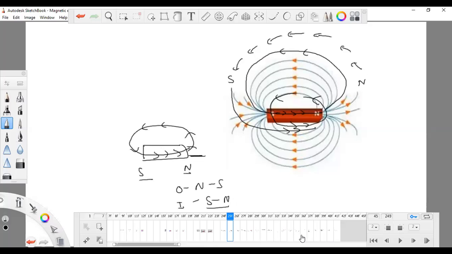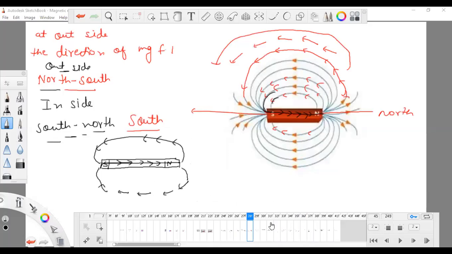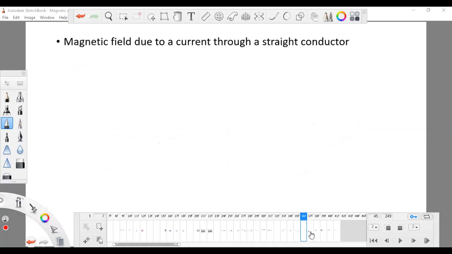So these are some properties of magnetic field lines. They cannot intersect each other. They are very intense at the poles, and they should be in a parallel manner. They cannot intersect each other. They have much intensity at the poles, and each is a complete circle, north to south outside and south to north inside. So these are some properties of magnetic field lines.